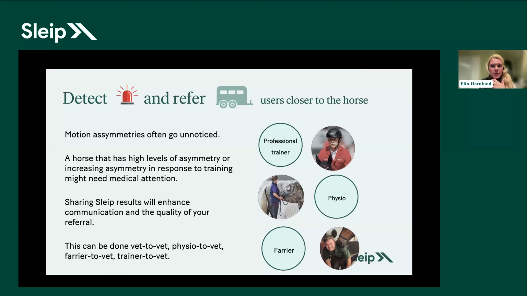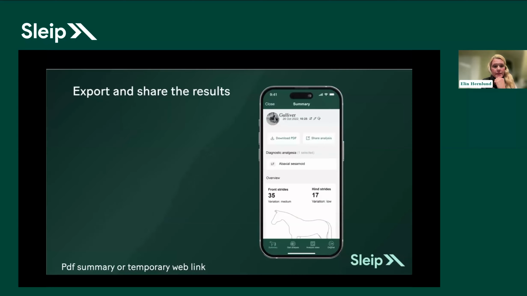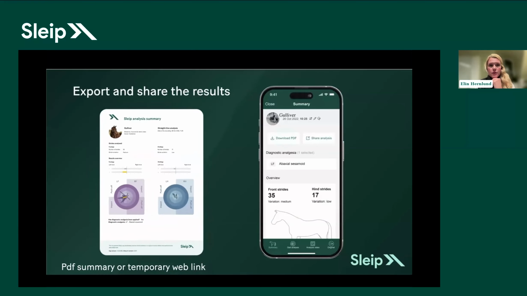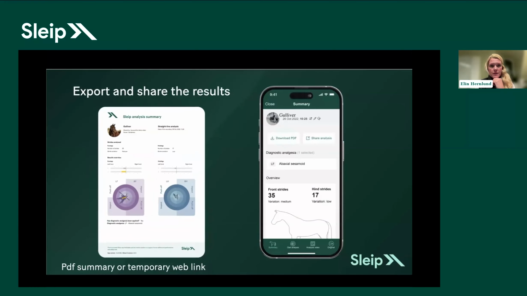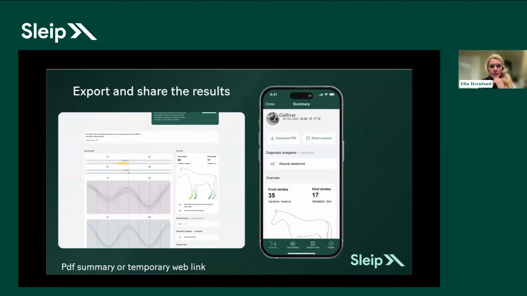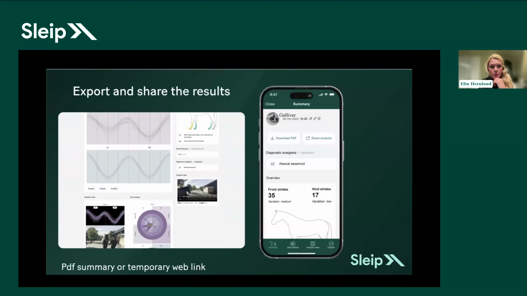So this type of measurement can detect, and it could make you a better referral partner to a veterinarian. This could be done from a vet to a vet, a physio to a vet, a farrier to a vet, or a trainer to a vet. And this is how it looks. You could download a PDF that you could send to someone with summarized results, or you could share the analysis through a temporary web link.